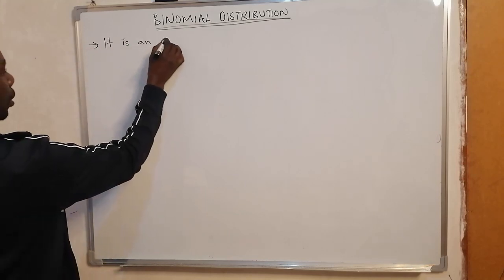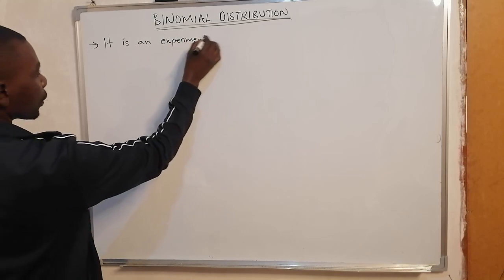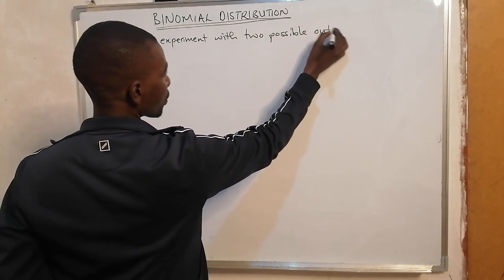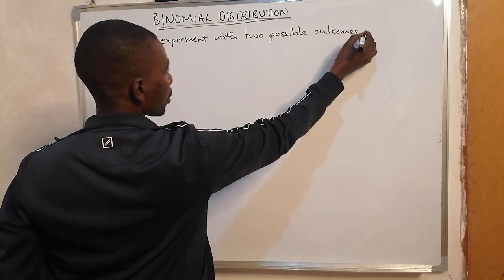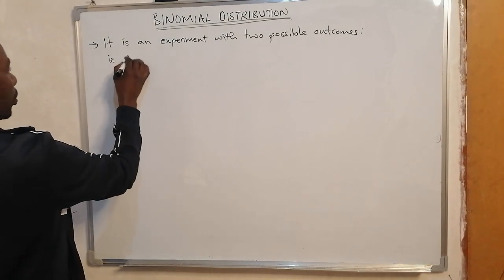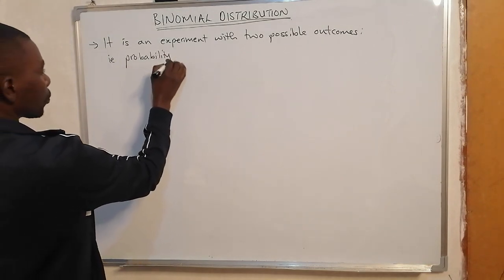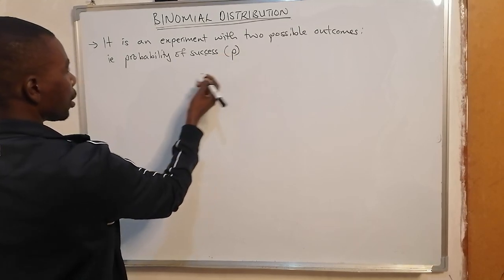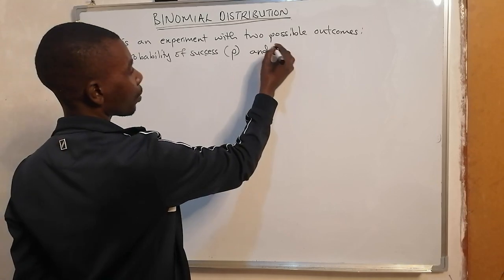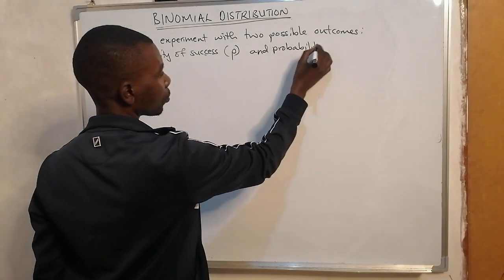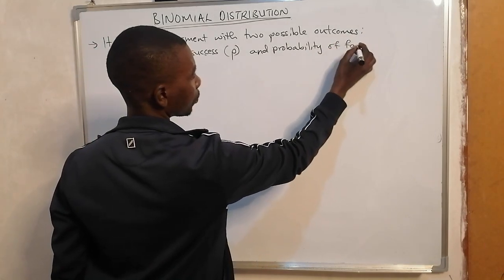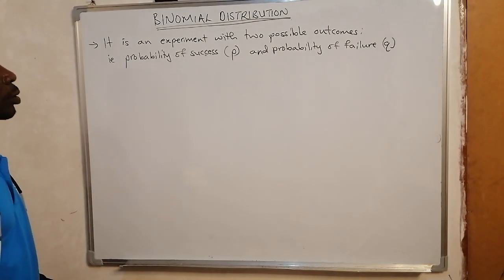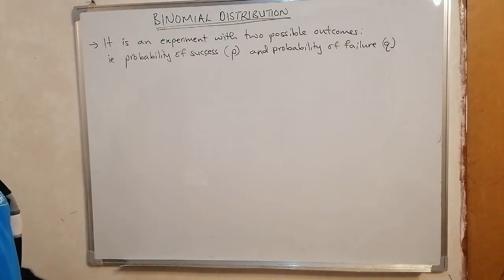It is an experiment with two possible outcomes, i.e., probability of success, which is termed P, and probability of failure, which is named Q. So under binomial distribution, we have two outcomes: probability of success and probability of failure.